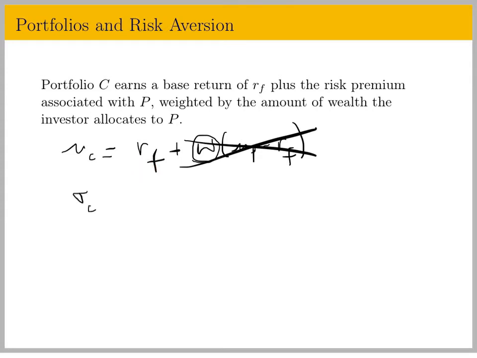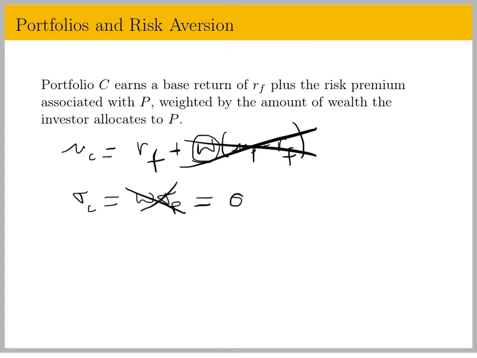Likewise, in that case, sigma sub C, which is typically equal to omega sigma P, if omega is 0, that term also goes away, and sigma sub C is equal to 0. That is, the investor has simply created a risk-free asset by putting all of her wealth in the risk-free.